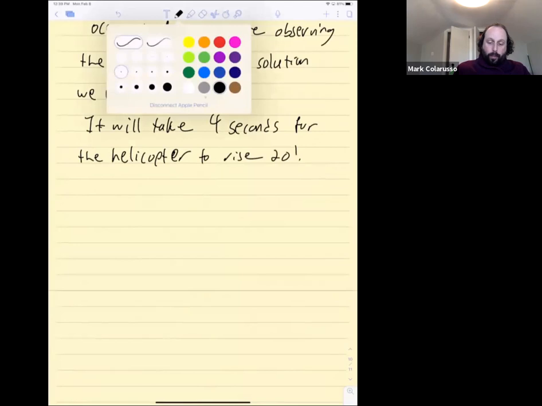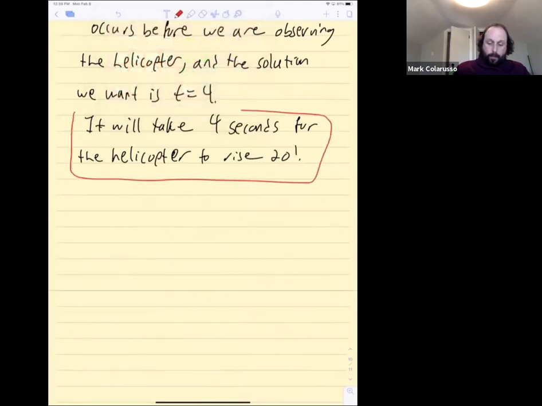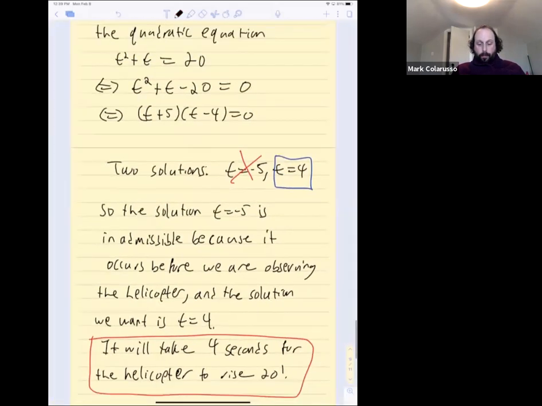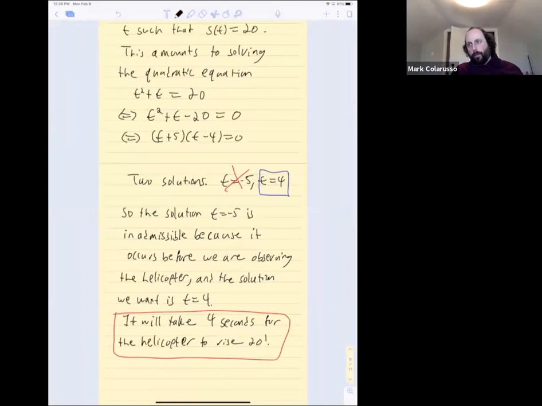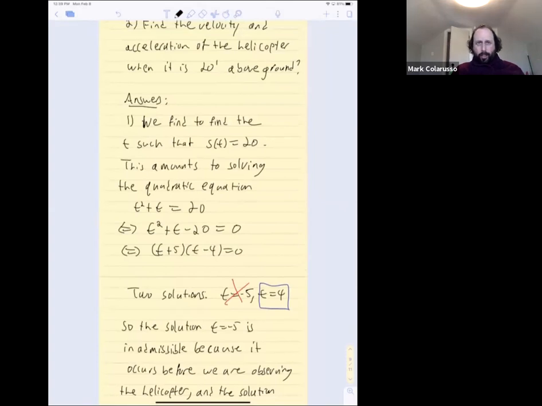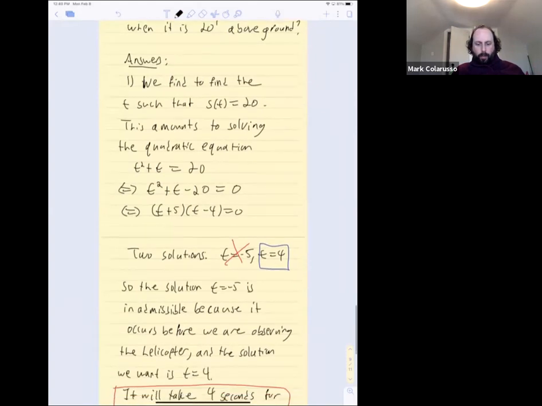Okay, so that's what we found. Negative time means before you're actually making the observation, just ignore it. I could get into any weird physics about what that means, but it's just before we start observing at t equals 0, and so the equation doesn't work for time before t equals 0.